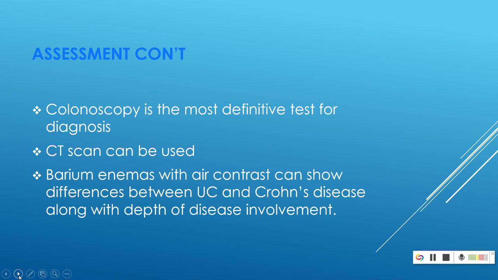Colonoscopy is the most definitive test for diagnosis. Why is that? Well, colonoscopy takes pictures of the colon. Ulcerative colitis occurs in the colon. A CT scan can also be used to assist with this assessment. Barium enemas with air contrast can show differences between ulcerative colitis and Crohn's disease, along with the depth of involvement.